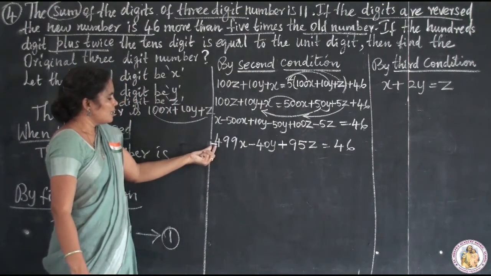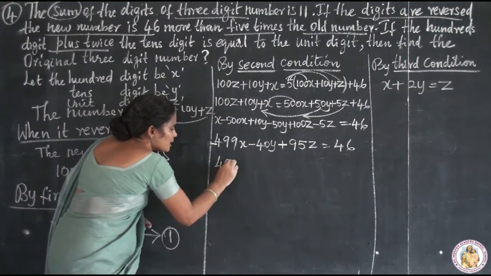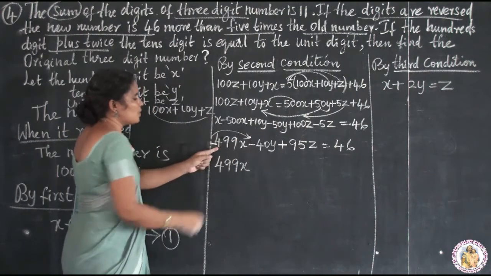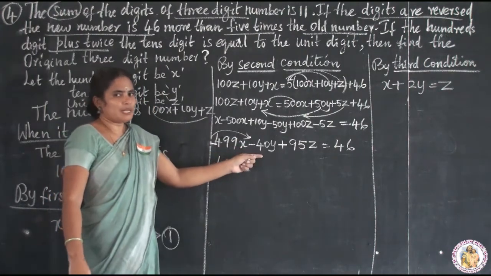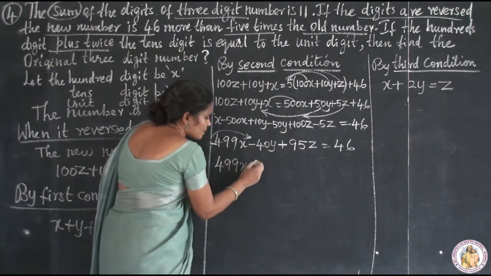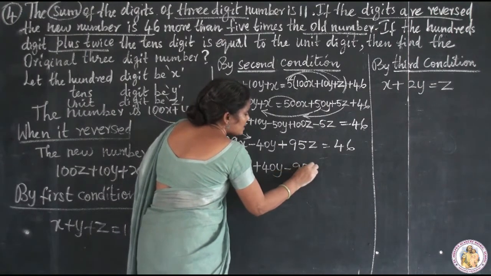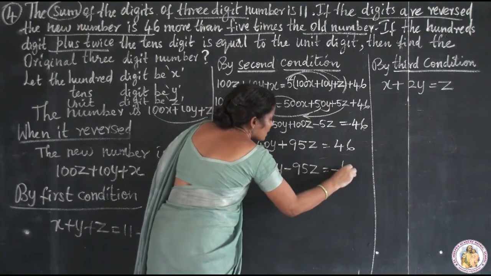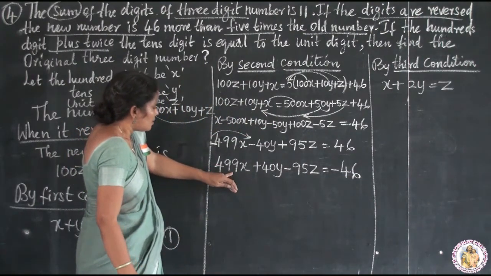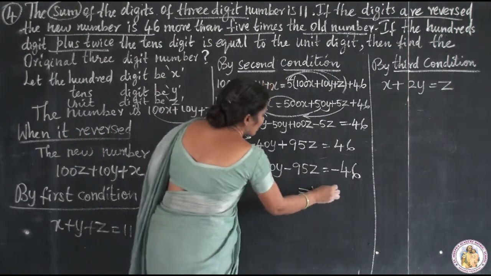Here we have a negative sign in x. To convert it, we change all the signs: if it is minus, we give plus, and if plus, we change to minus. So 499x plus 40y minus 95z is equal to minus 46. We can take this as the second equation.